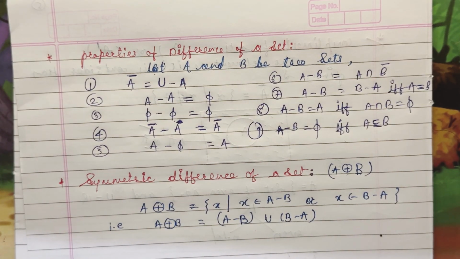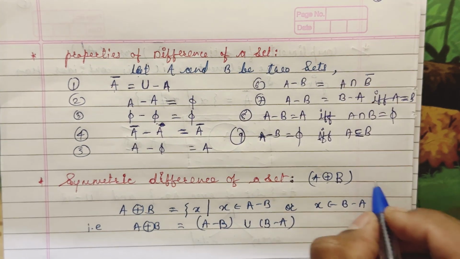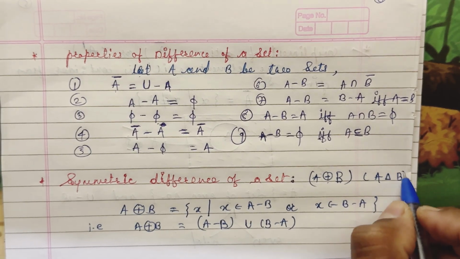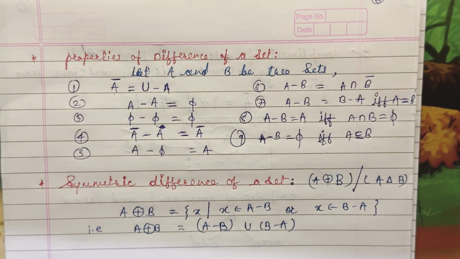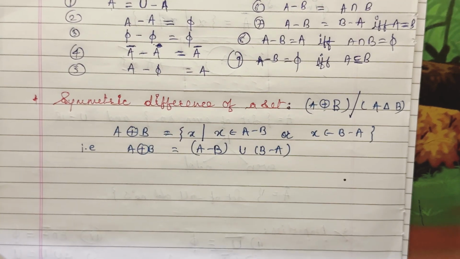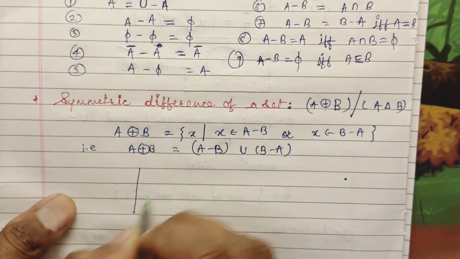That is very easy. It is also denoted by a triangle form, A symmetric difference B. Yes, let me explain with the Venn diagram, since it may be confusing for you all. I will explain the symmetric difference with the Venn diagram. So this one is the Venn diagram.